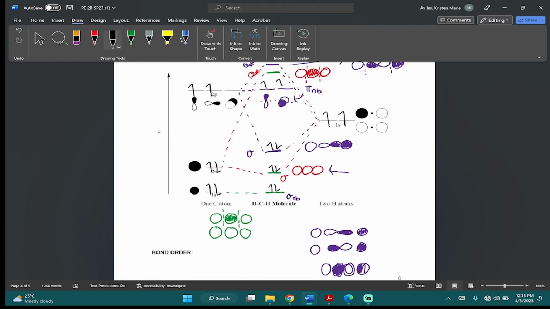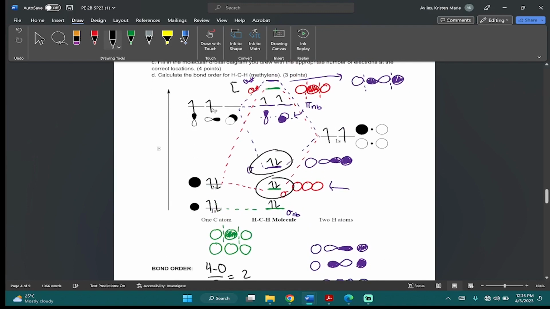So for bond order, we're just going to look at our bonding and antibonding orbitals. Here we have 4 in our bonding, and there's nothing in our antibonding orbitals. So we would do 4 minus 0 divided by 2. Wow, we got a bond order of 2. That's wild. We're only grabbing these electrons because these are our bonding electrons. We don't care about the non-bonding electrons, and there's nothing in our antibonding orbitals.